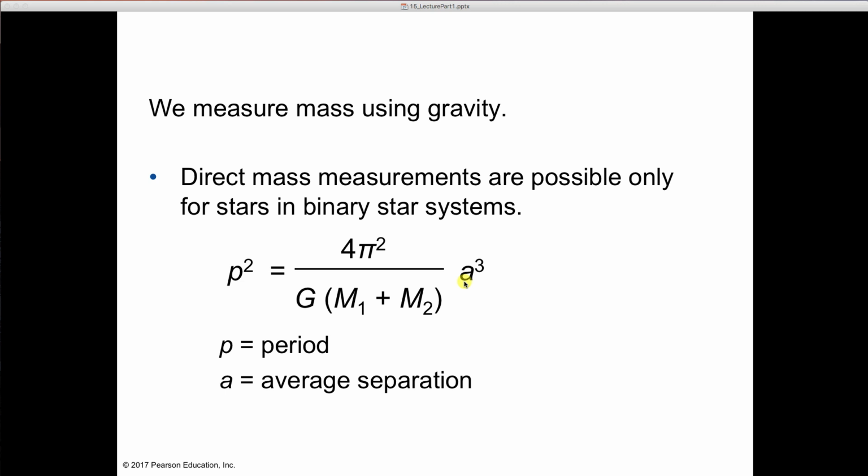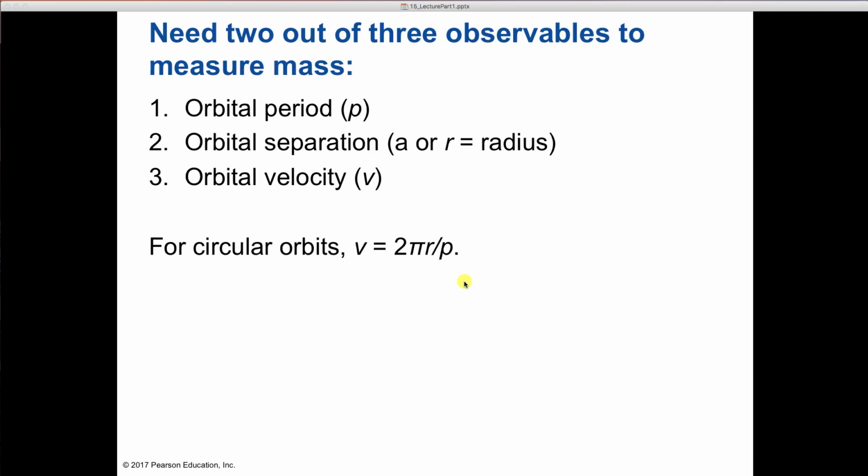What we often calculate is some minimum mass that the stars must have. Maybe there's more mass, but it's hard to say exactly. We need two of these three things. If we can find the period, which we can, we can plug that into the equation. We also need the separation.